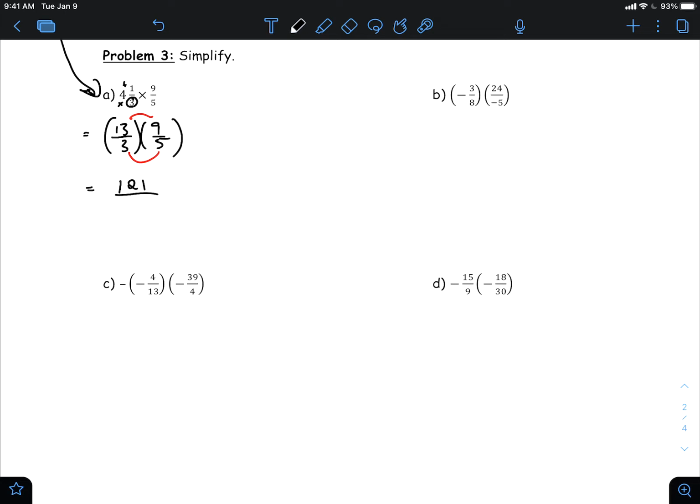121 divided by 15. Does that reduce? I actually don't know. Is 15 going into 120? I don't think so. No. Let's skip over it. That's it. Somebody can try and reduce that for me. I don't know if that goes any smaller, though.